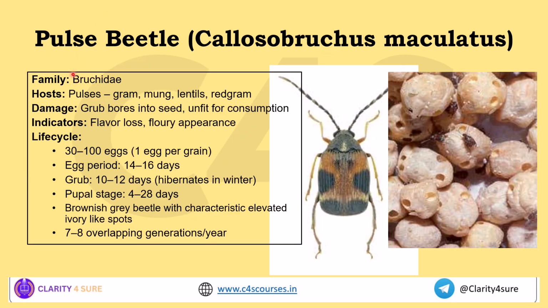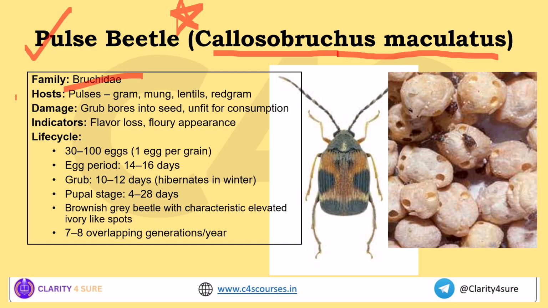Now, moving on, our next pest of today's session is the pulse beetle, which is Callosobruchus maculatus. Again, these are from the family Bruchidae. These pulse beetles are very important pests, and questions are frequently asked on their scientific name, so you have to be careful and memorize the scientific name of these beetles. The hosts of these beetles are pulses, as you can conclude from the name itself, major pulses like gram, moong, lentils, and red gram. I have also inserted an image of gram infestation caused by these beetles.